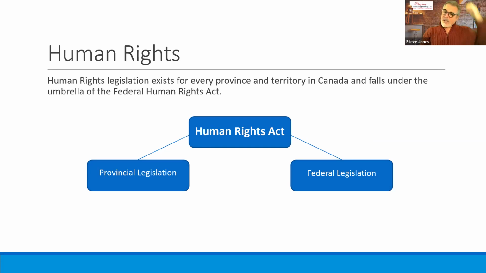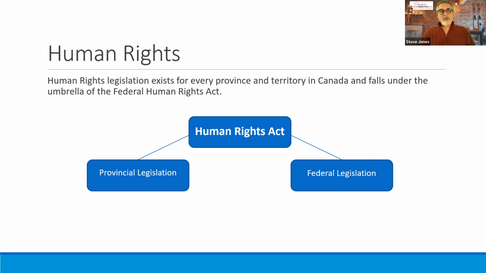So we have the Charter of Rights and Freedoms that kind of lays out the high level for human rights in Canada and equality and privacy in Canada. And then we have federal legislation that applies to federally regulated industries. And we've got federal legislation that applies to federal government employees. And then we have provincial legislation for the rest of us.